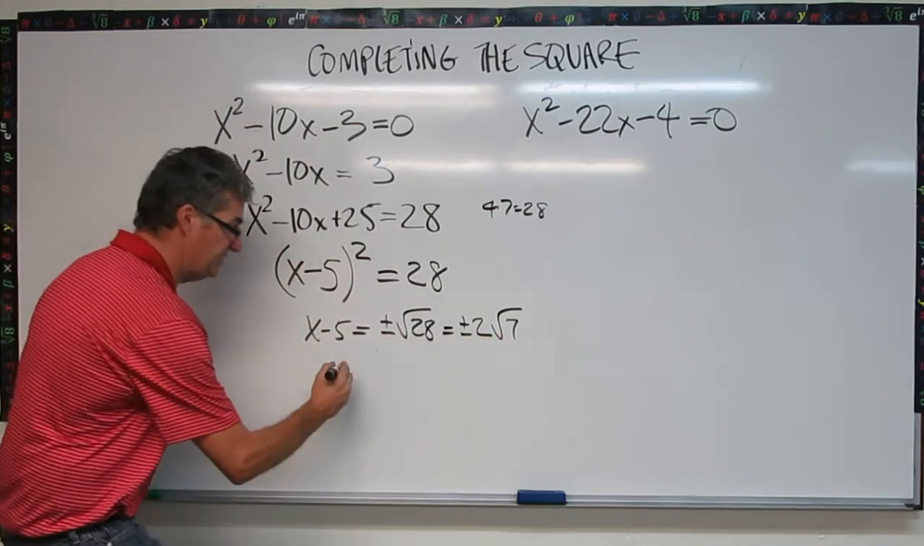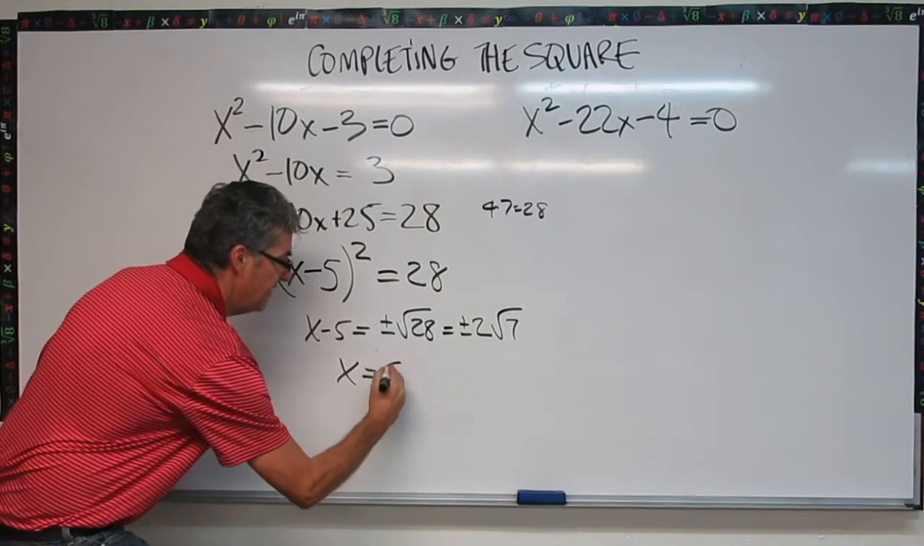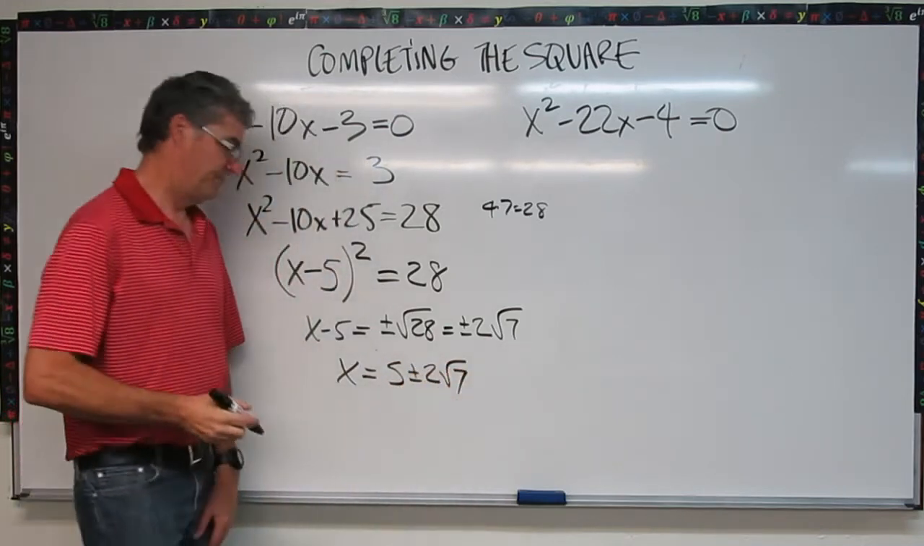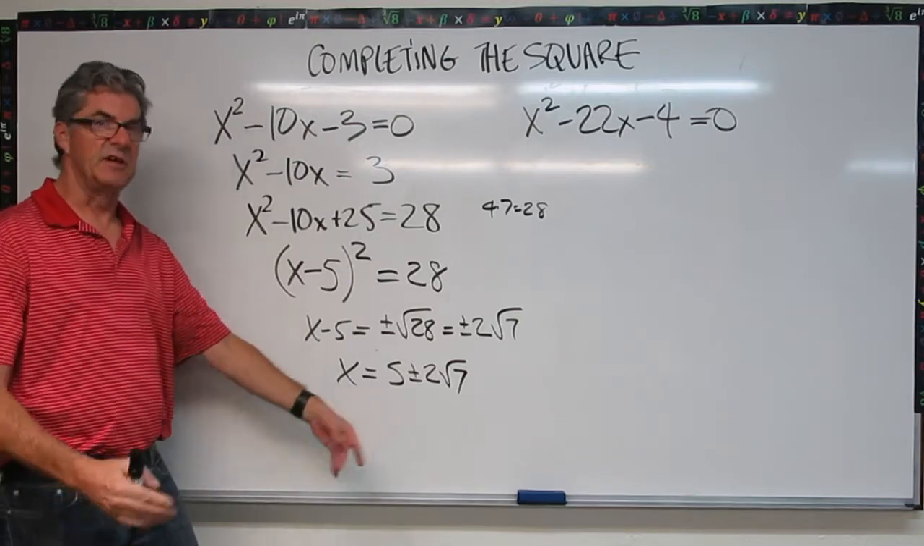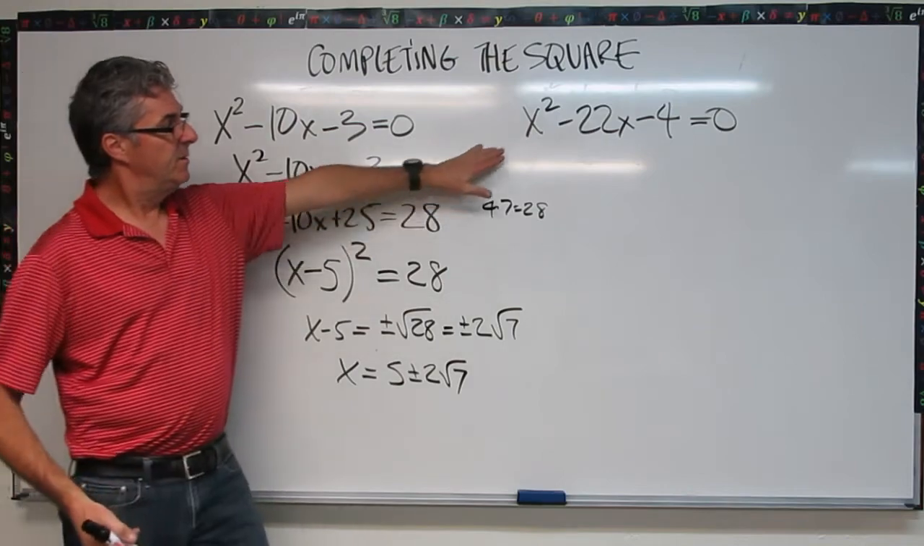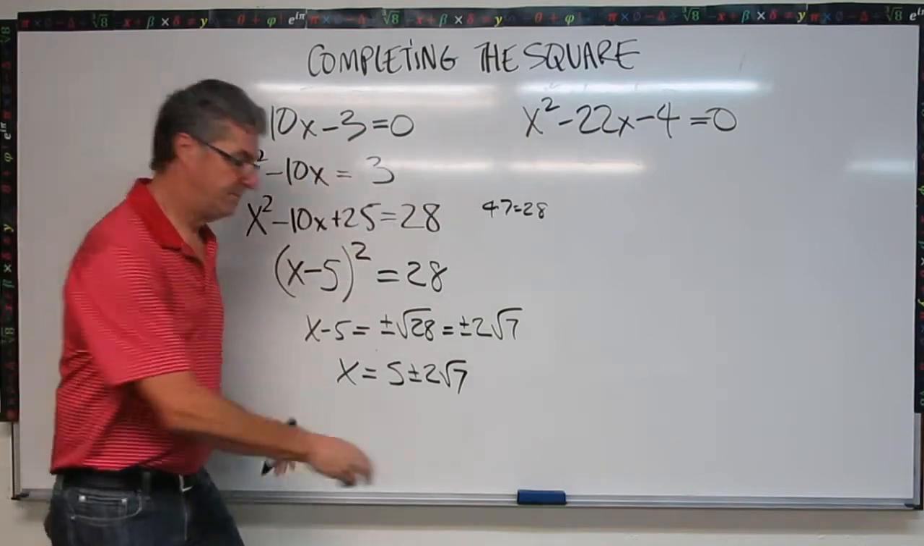Add 5 to both sides to isolate x. We get 5 plus minus 2 root 7. Okay? Another ugly answer. Just get comfortable with those. Okay, finally, pause the video, see if you can do that one.